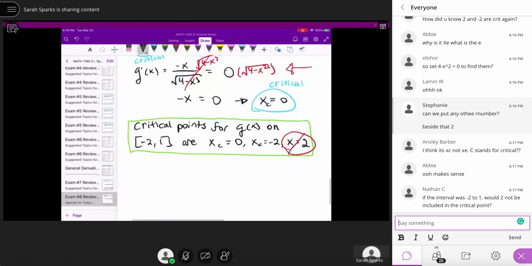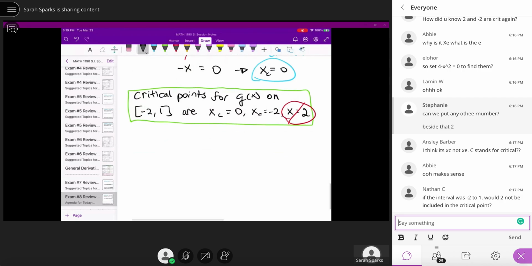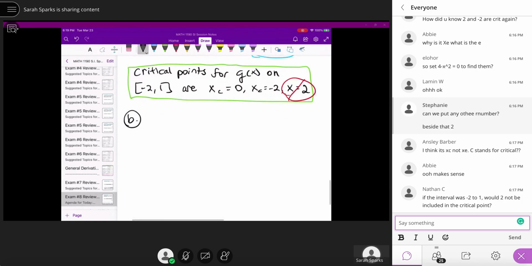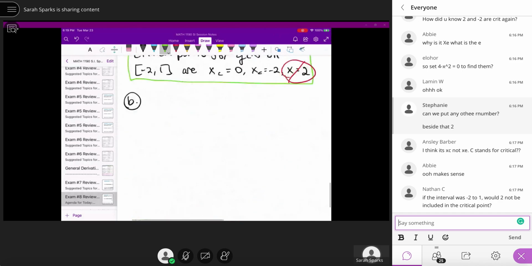All right, and then for part B, we are going to use these critical points in order to find out which one is our maximum and minimum. So we're going to make a table, actually. So for part B, to find the absolute min and max.